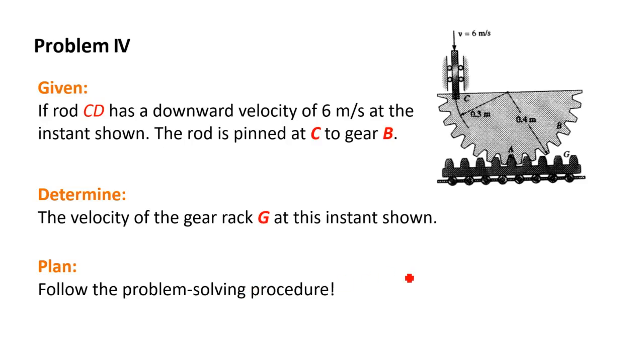The example number 4 for the relative velocity equation is about a mechanism that uses the plunger here to push the gear. As the gear rotates, it's going to start to push the rack. It's going to push the gear rack to the right. So this one is going down. This will rotate in that direction.